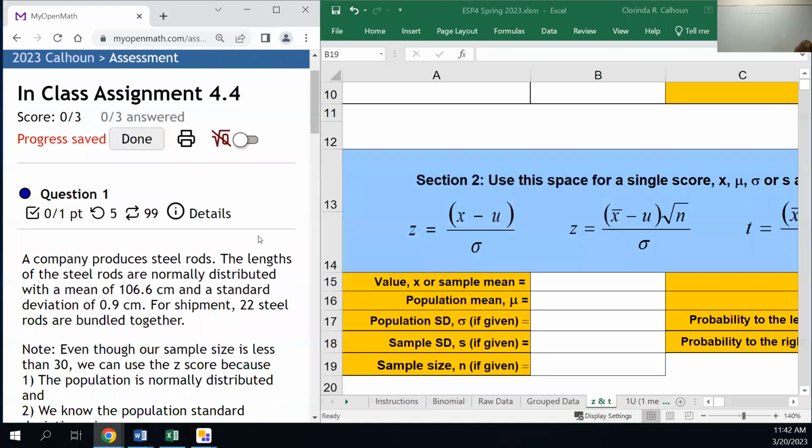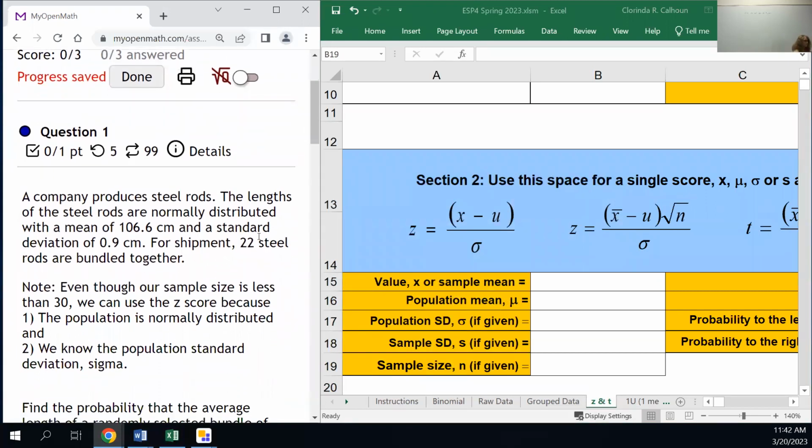Okay, so there's only 3 questions here. We're going to go through these pretty quick. They're very simple. Just make sure you know that you're putting these into the right section and typing the numbers into the right boxes. A company produces steel rods.